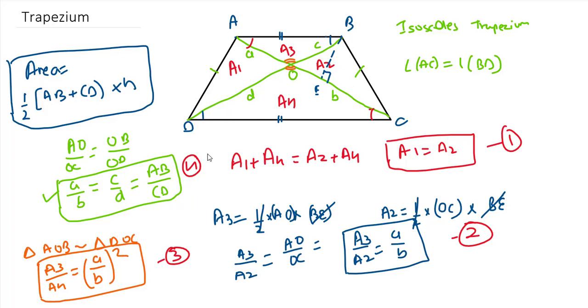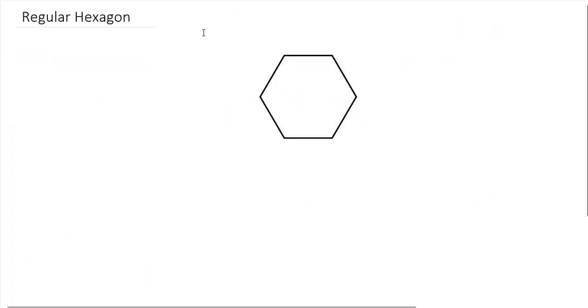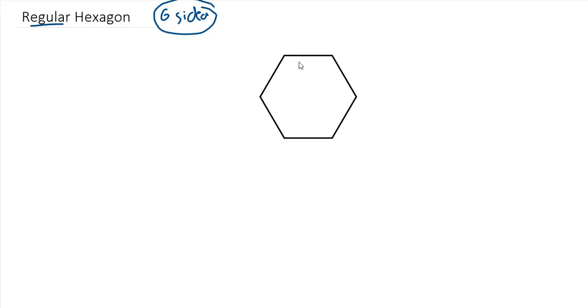Let us now move ahead and understand the concept of regular hexagon. Now a hexagon is a six-sided figure. It's a regular hexagon, that means the length of each side is equal. So this is how a hexagon looks like.